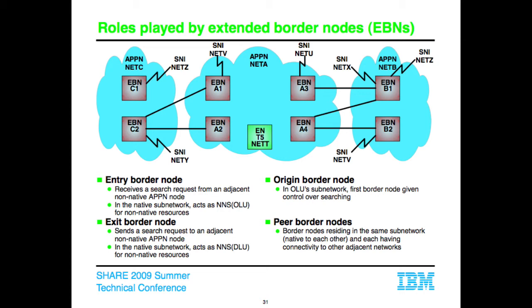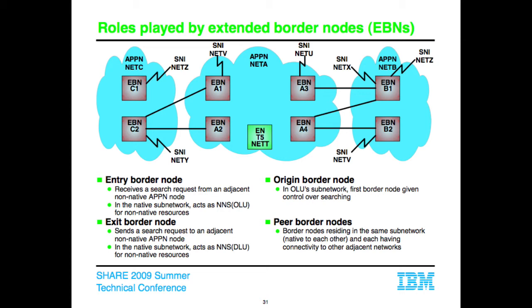So let's talk a little bit about some terminology first. Entry border node is the term that we give to a border node that receives a search request across the network boundary, because that's the entry point into that network. So for example, if a search started in network C and C2 sent it over to A1, A1 would be considered the entry border node for that search.